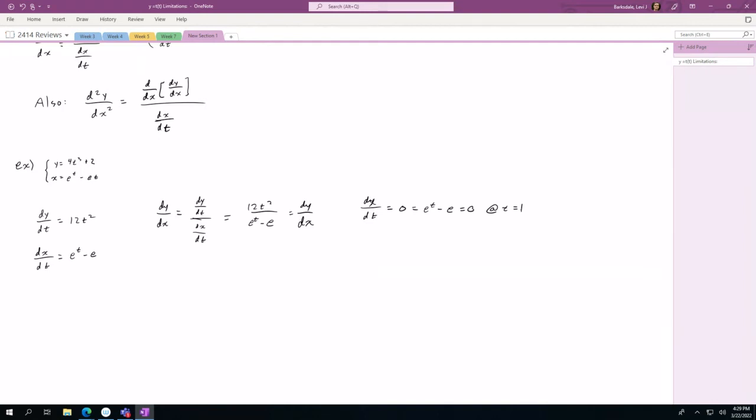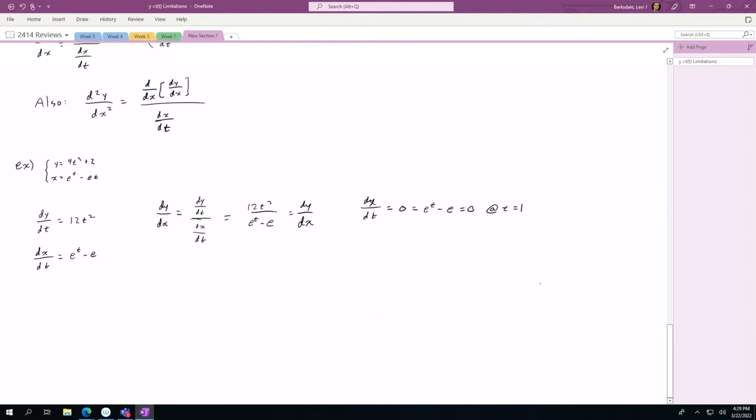Now, let's talk really briefly about horizontal tangents and vertical tangents. In Cartesian equations, so when we have a normal y equals a function of x equation, our tangent line is horizontal when we have no slope. And when we have no slope, we know that our derivative is equal to 0.